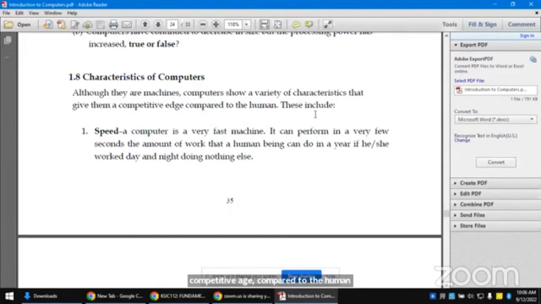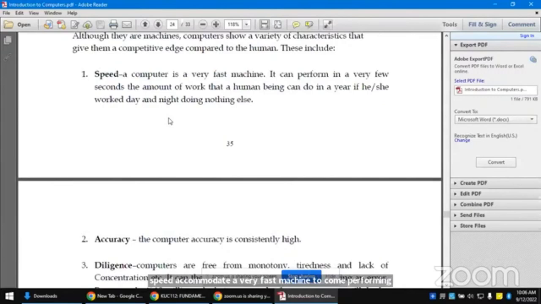A computer is a very fast machine. It can perform in very few seconds the amount of work that a human being can do in a year if he or she worked day and night doing nothing else. Then we have accuracy. The computer's accuracy is consistently high.